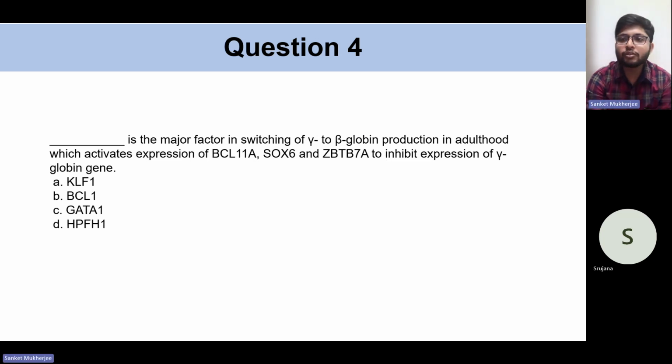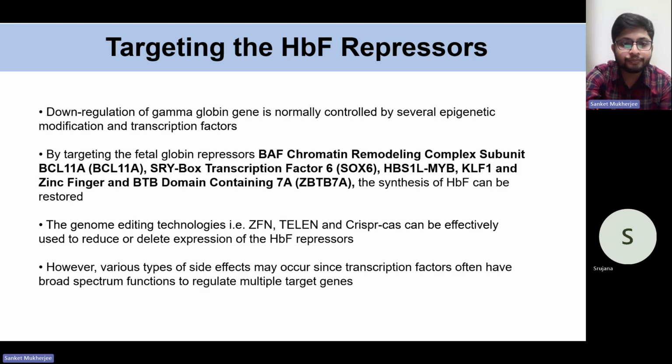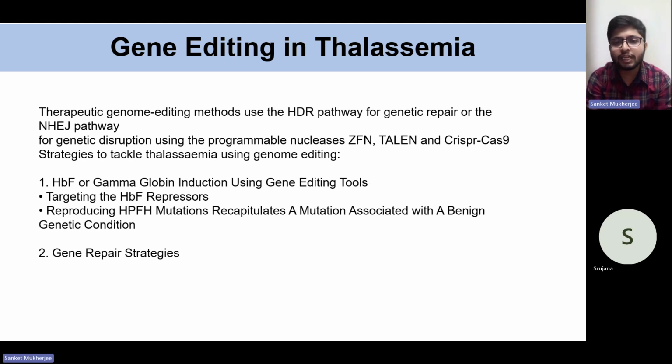Okay, so the answer to this question would be KLF1. It's a major factor in switching of gamma to beta globin production in early adulthood. So let's see how developmentally this is regulated. If we talk about the gene editing, just give me a moment. Yeah. So we see the gene editing in thalassemia.